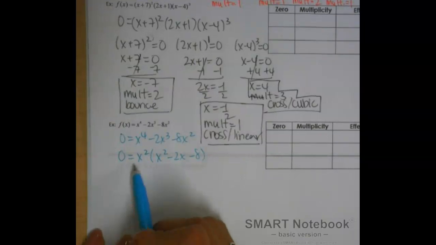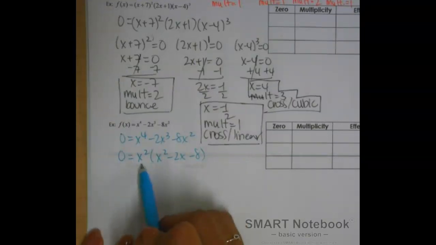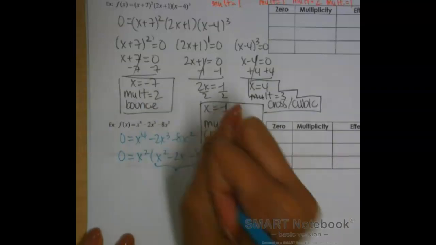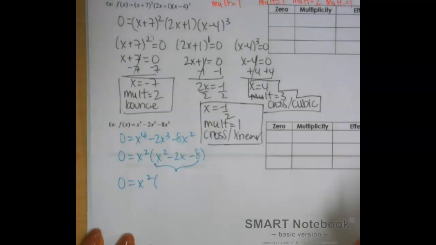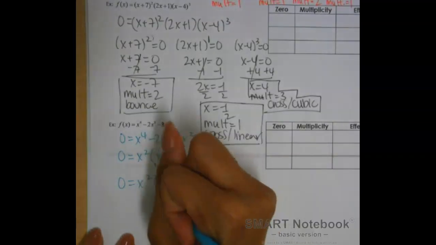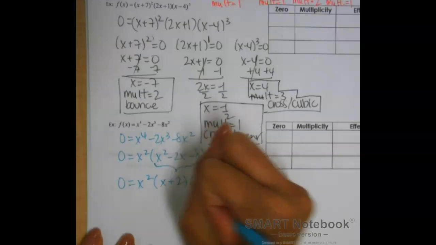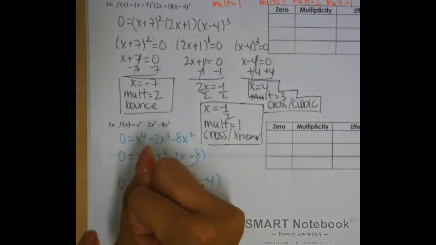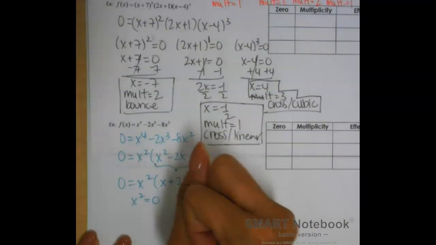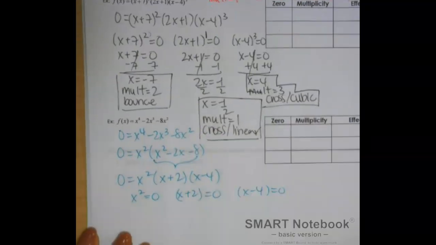This question, the first thing you should have done was set the equation equal to 0 and factored out your GCF. That's the first thing you should have done. When you factored this out, you should have had x squared. What was the first binomial? X plus 2. And then what's the other one? X minus 4. Be careful with that, guys. So you had 3 things you should have done. X squared equals 0. X plus 2 equals 0. And x minus 4 equals 0.